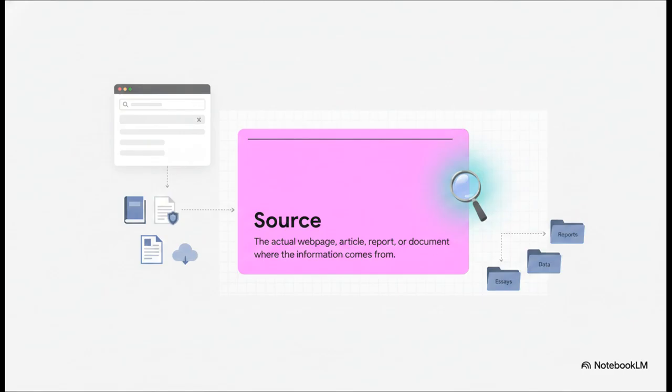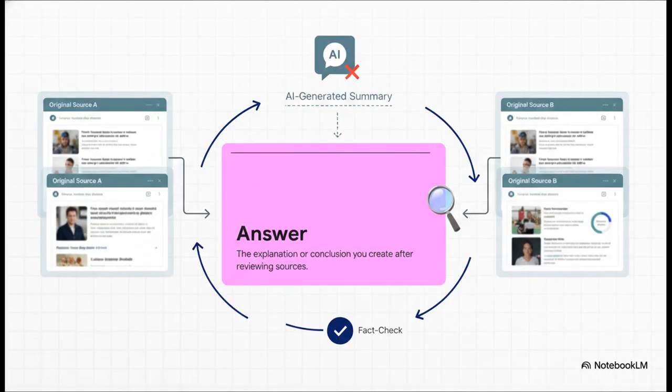The source is the foundational material. It's the actual web page, the scholarly article, the government report, or the original document. This is the stuff you actually read, evaluate, and ultimately cite in your college essays or your workplace reports. And finally, we arrive at the answer. The answer is the conclusion you put together after thoroughly reviewing those original sources.